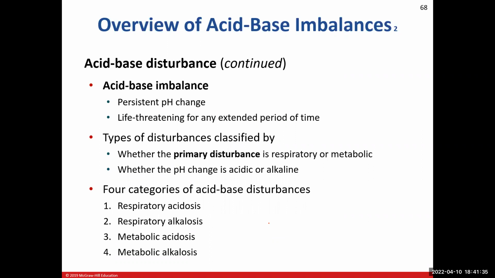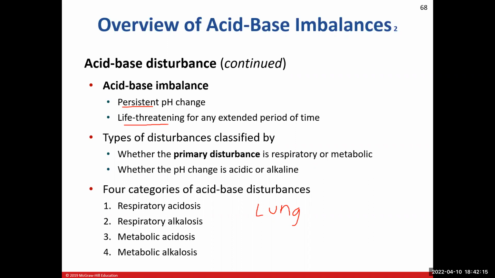We have respiratory, and anytime you think respiratory, you should think lungs. And then when you see metabolic, you should think kidneys. So respiratory is lungs, kidneys are going to be metabolic. So our acid-base imbalance is not going to be temporary. It is going to be persistent in our pH change. And anything that is left unchecked for a long period of time, especially in a carefully regulated system, can be life-threatening, and that's bad. So we're going to break down and classify these different types of acid-base disturbances.